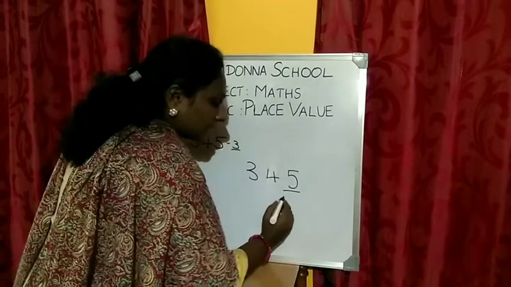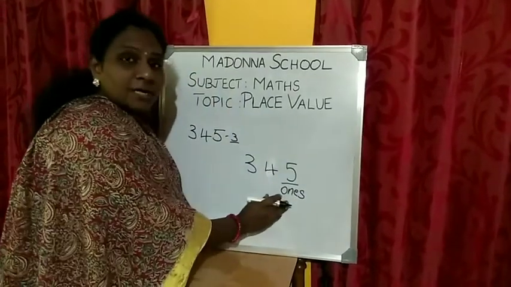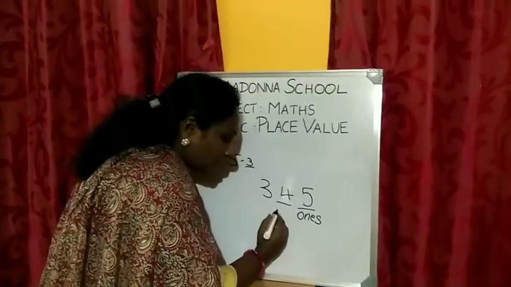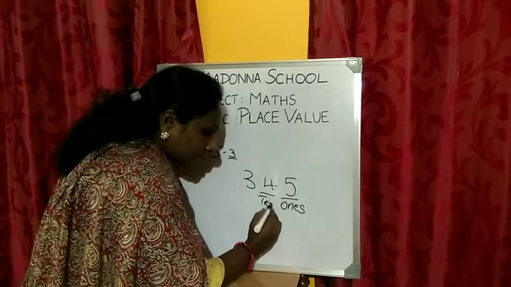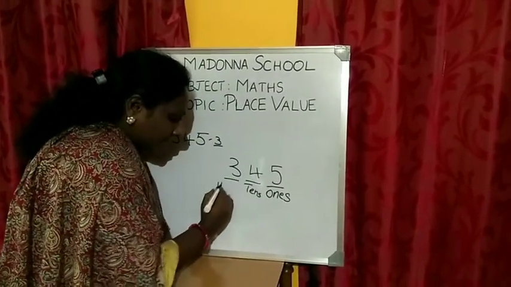The first place is called ones place. Okay, the first place is called what, children? Ones place. The second place is called tens place. And the third place is called hundreds place.